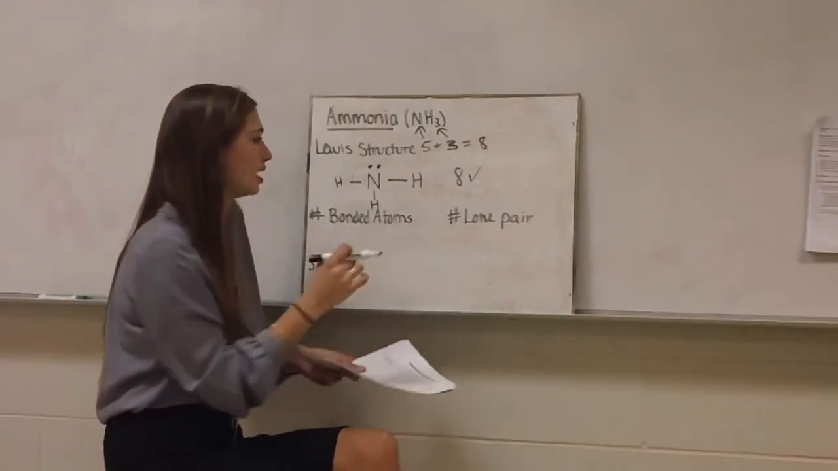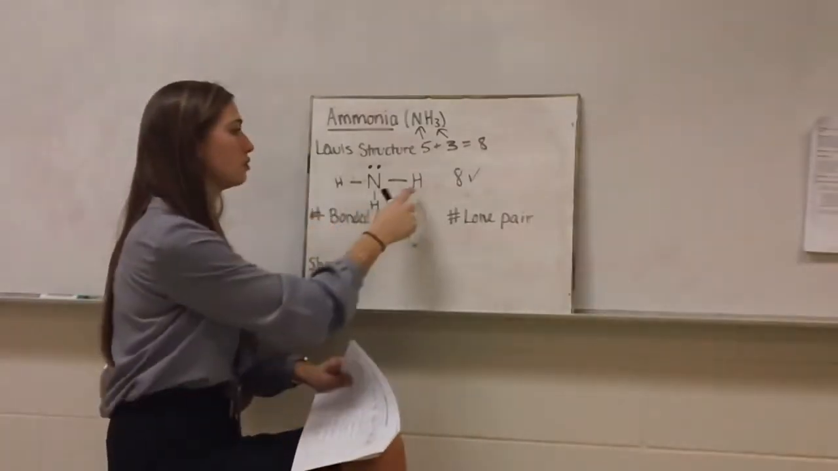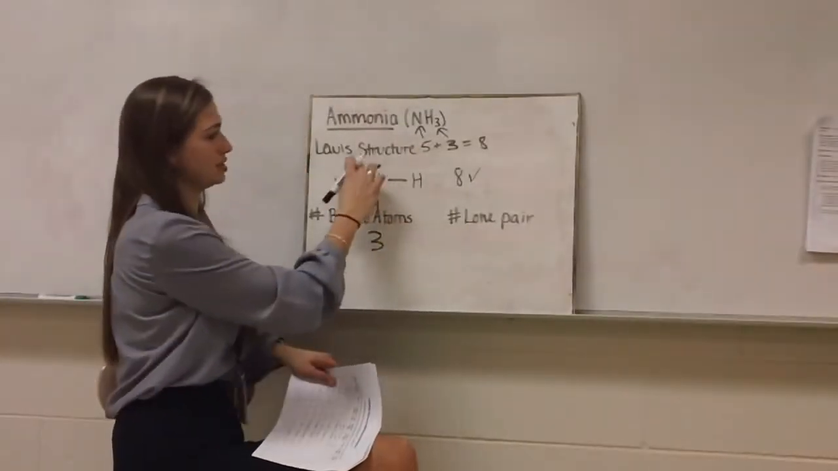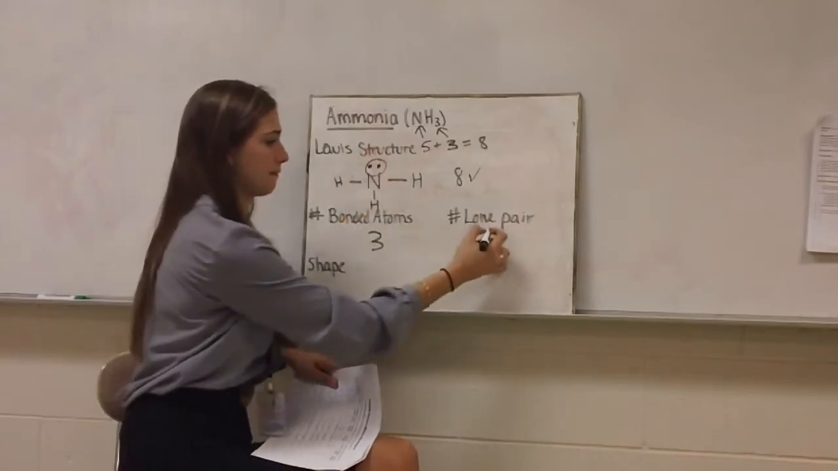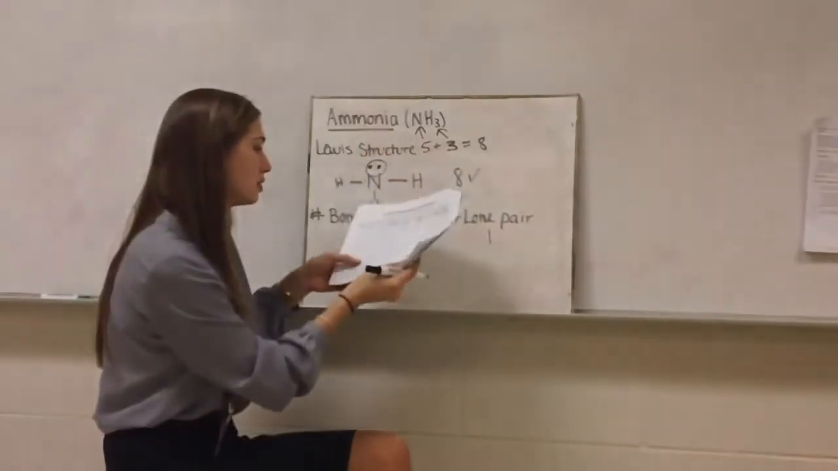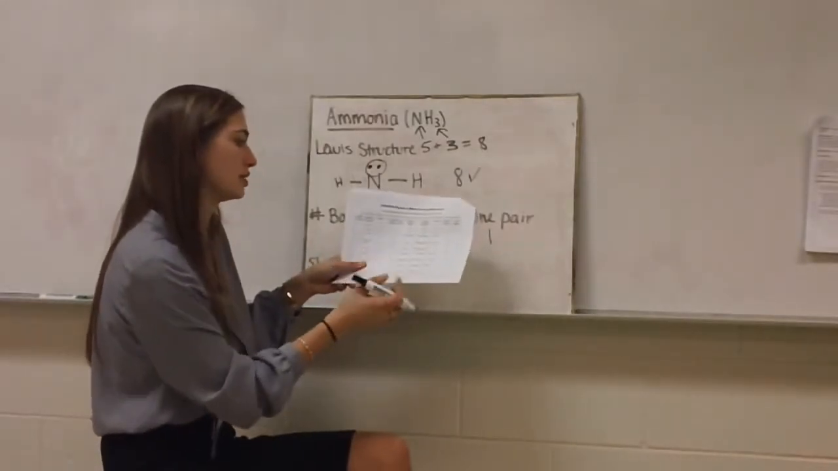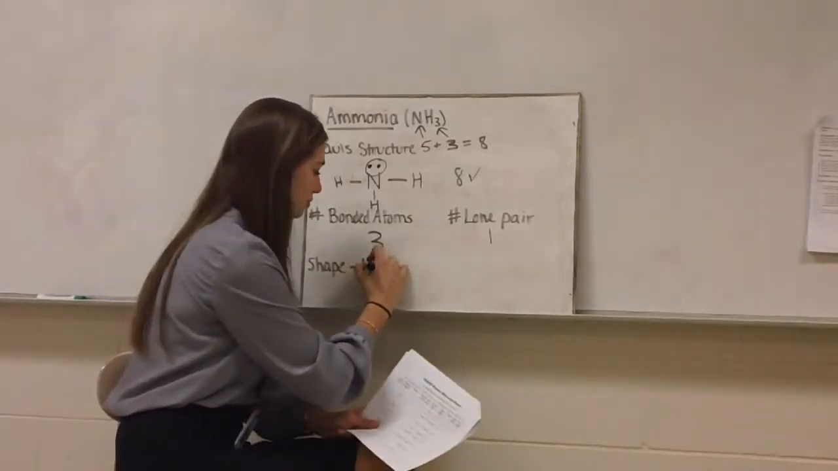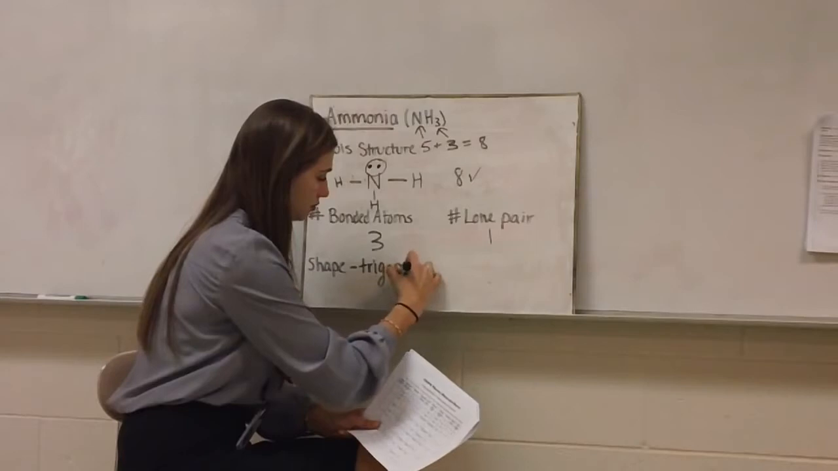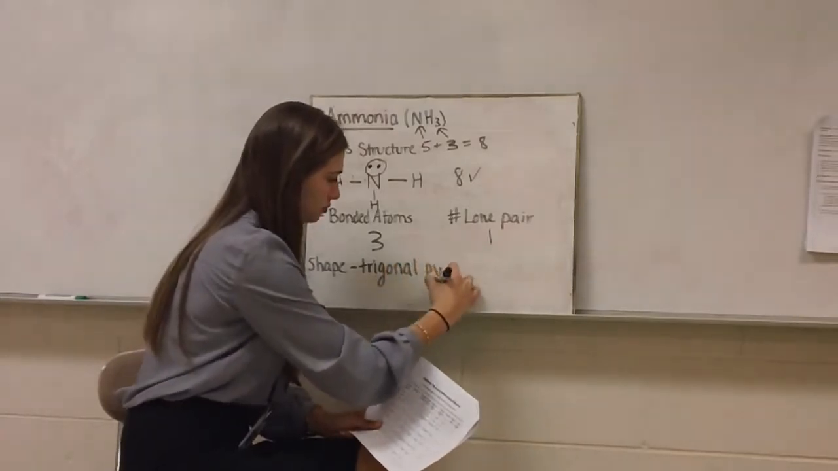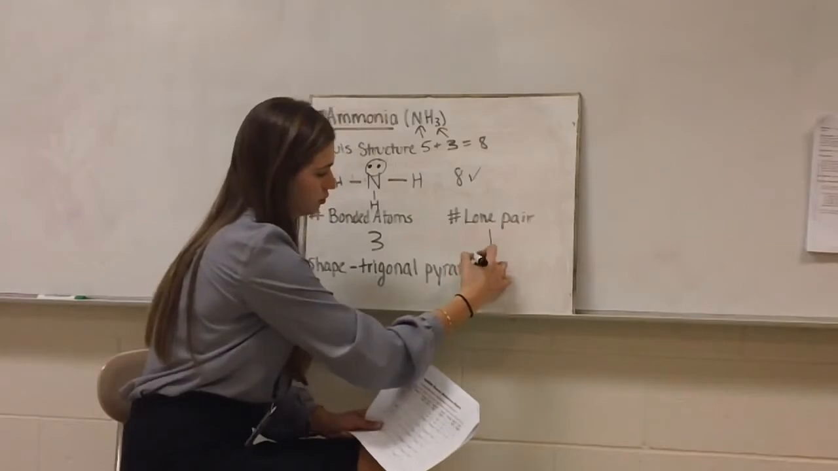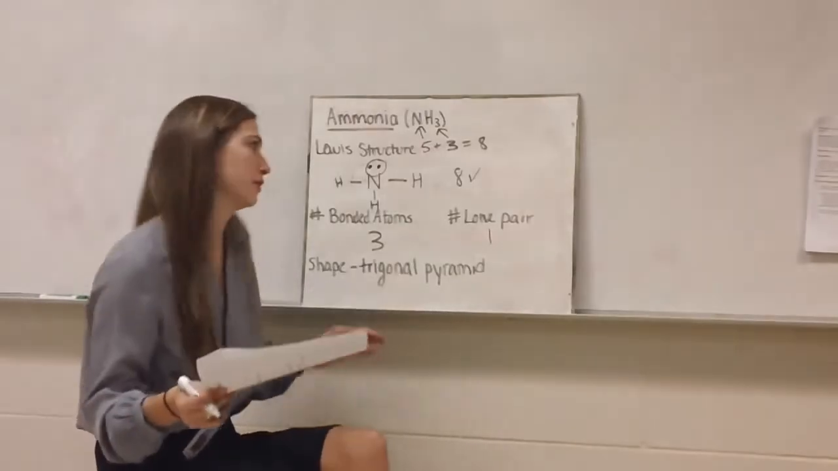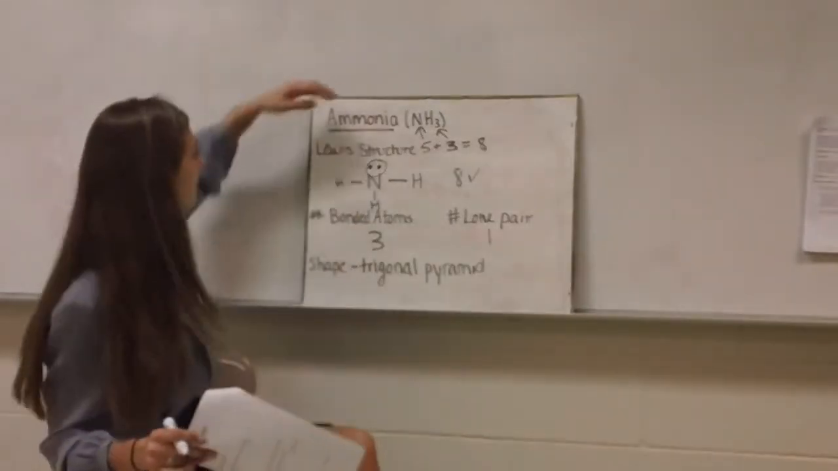Now we look at the number of bonded atoms. There are 1, 2, 3 hydrogens bonded to the nitrogen. And we have 1 set of lone pairs. If we go to our chart, we go to where it's 3 and 1, so 3 bonded atoms, 1 lone pair, and it's trigonal pyramid. That's the shape that you'll be responsible for when you have a structure that looks like this.